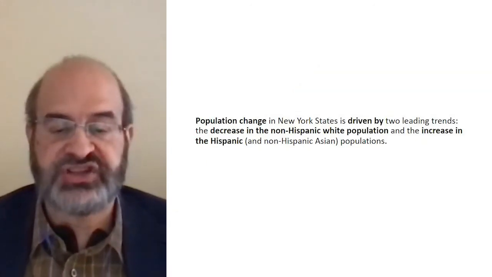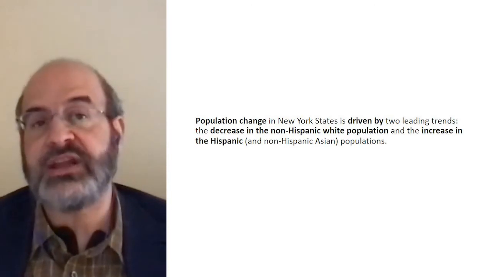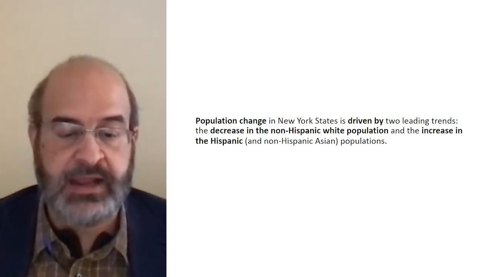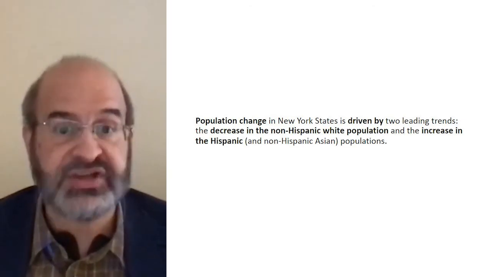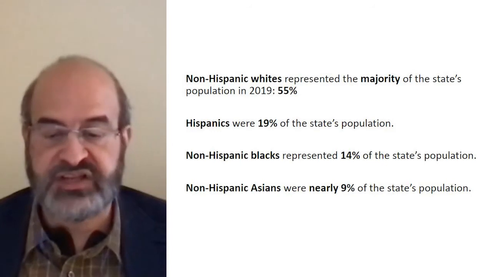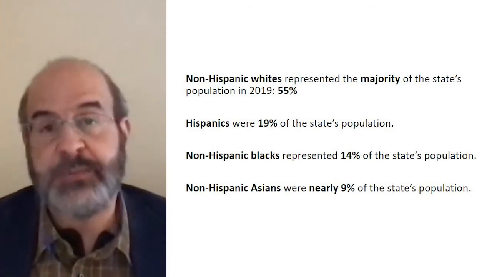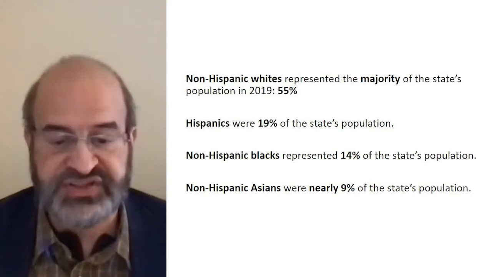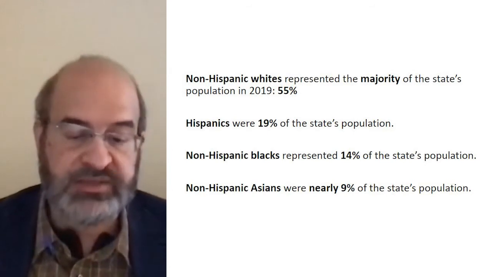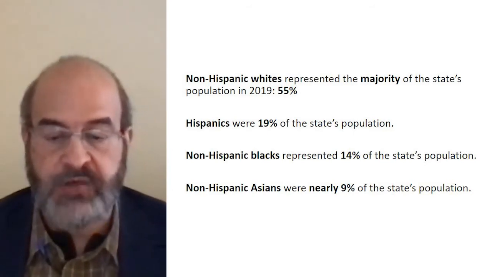Population change in New York State is driven by two leading trends: the decrease in the non-Hispanic white population and the increase in the Hispanic as well as the non-Hispanic Asian population. Non-Hispanic whites represented the majority of the state population in 2019, 55%. Hispanics, on the other hand, represented 19%, non-Hispanic Blacks represented 14%, and non-Hispanic Asians represented almost 9% of the state's population.